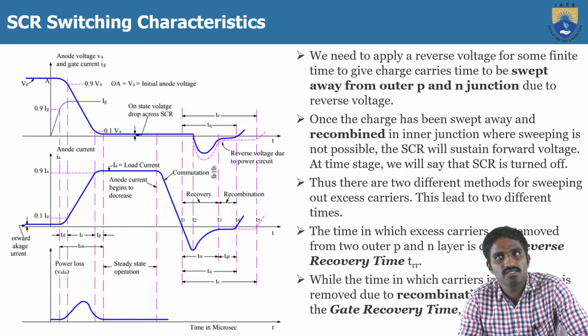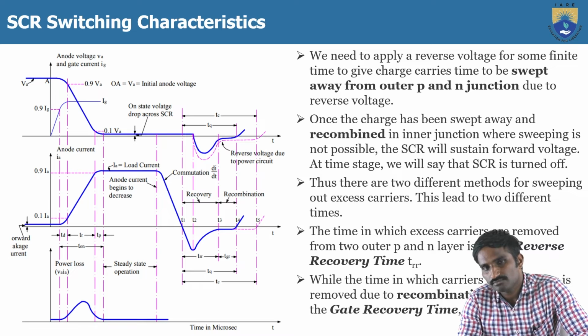Then once the charge has been swept away, there is the recombination of the inner junction where sweeping is not possible. So the SCR will sustain forward voltage, and then we say the SCR is turned off. This means the time in which the excess carriers are removed, because to get the junction J2 to break down we supplied some excess carriers, but in this case we have to remove those excess carriers so that the junction J2 reforms and blocks the flow of current from anode to cathode. Then the thyristor gets into turn off.